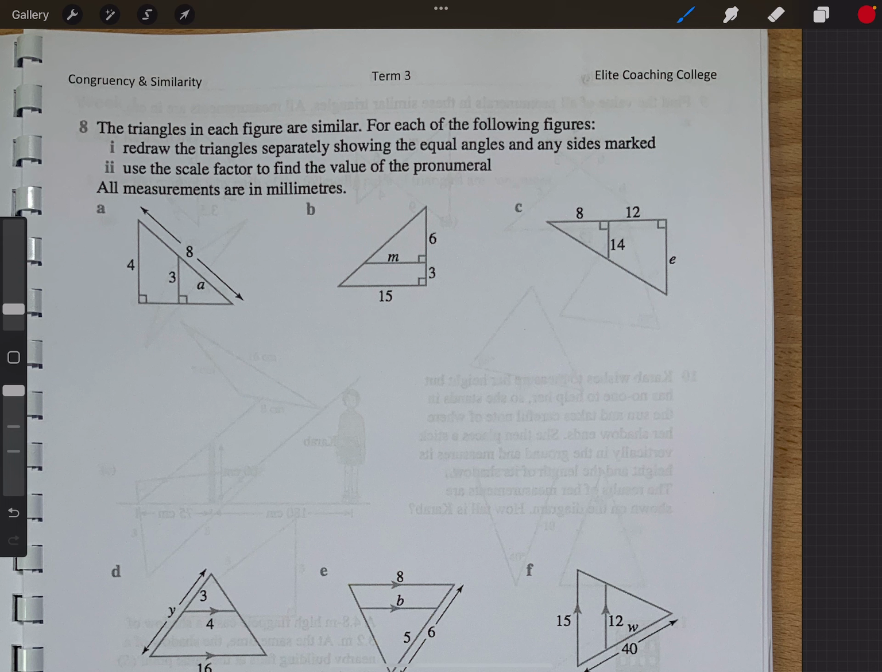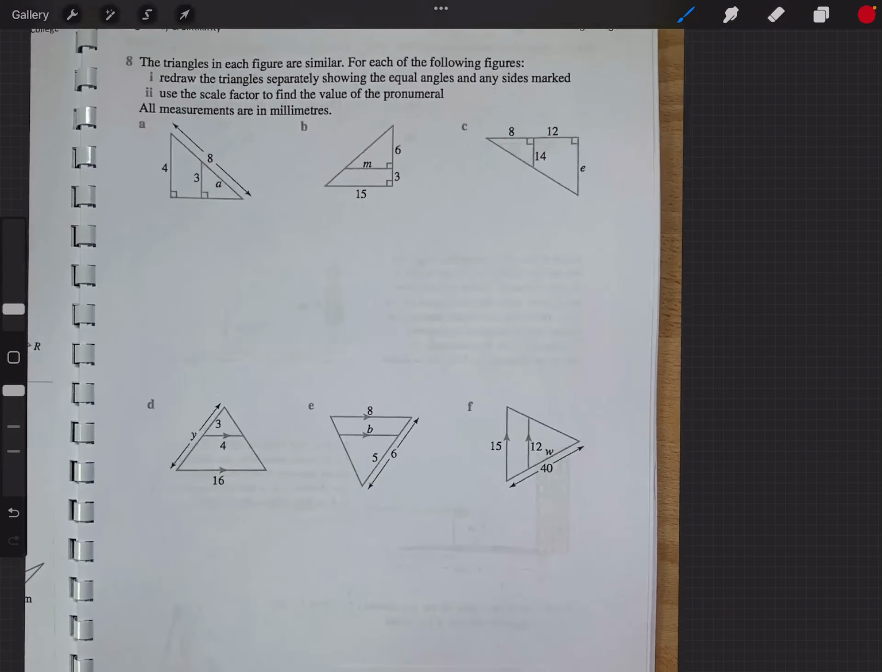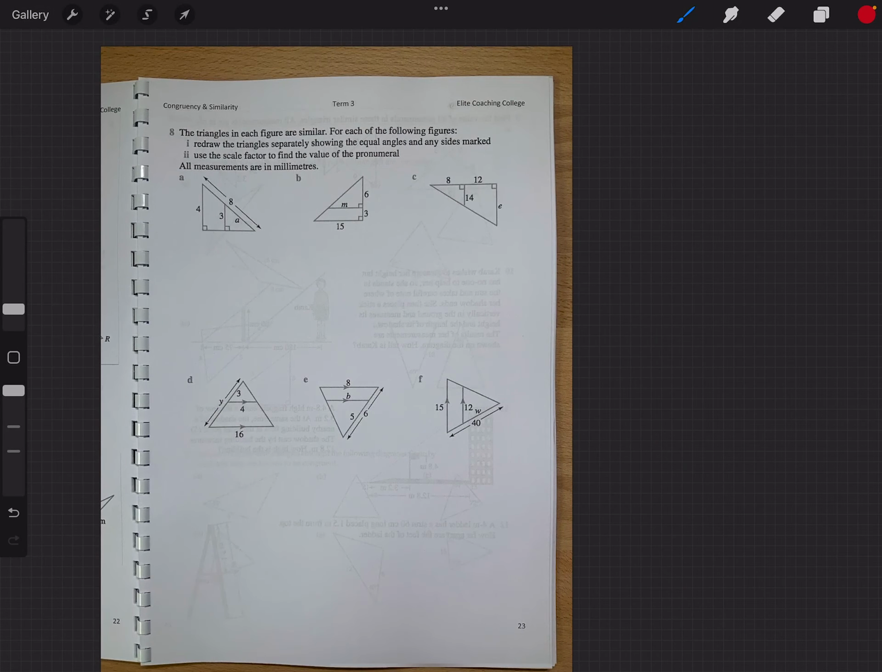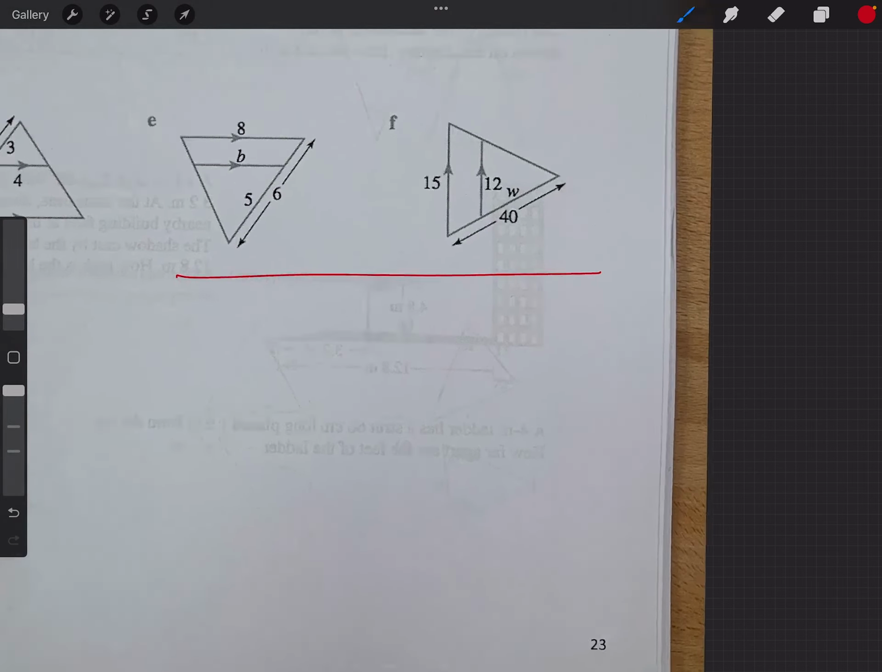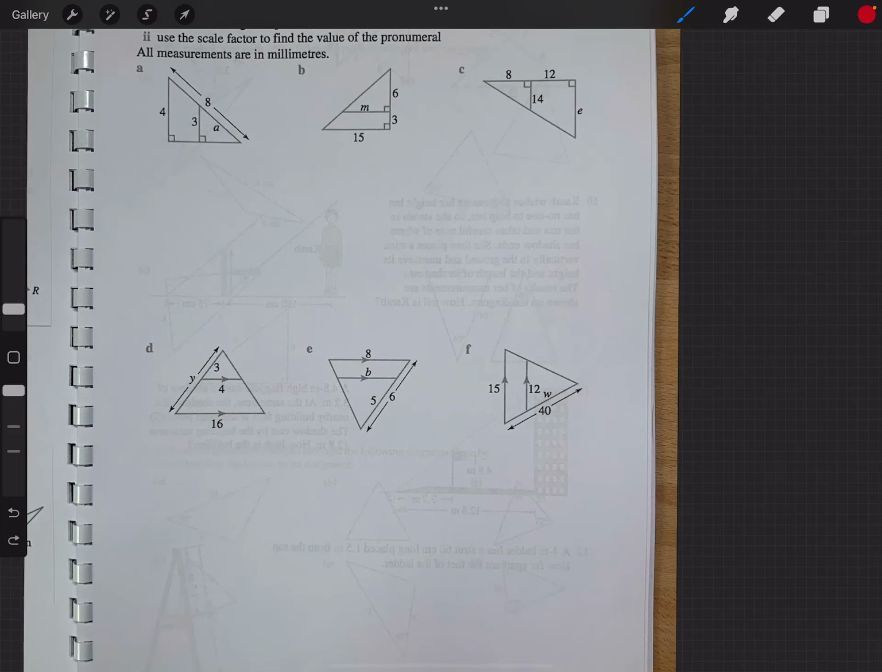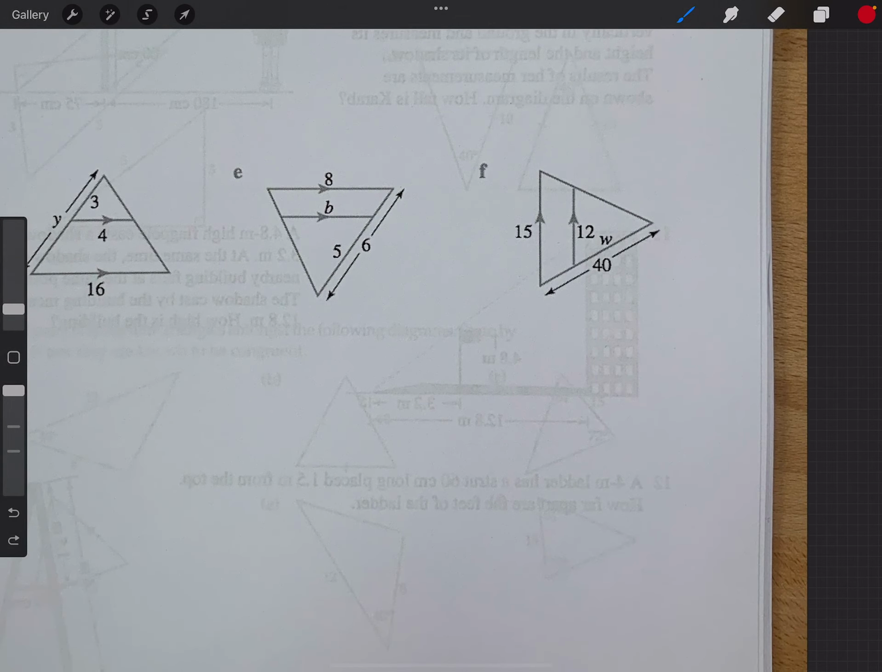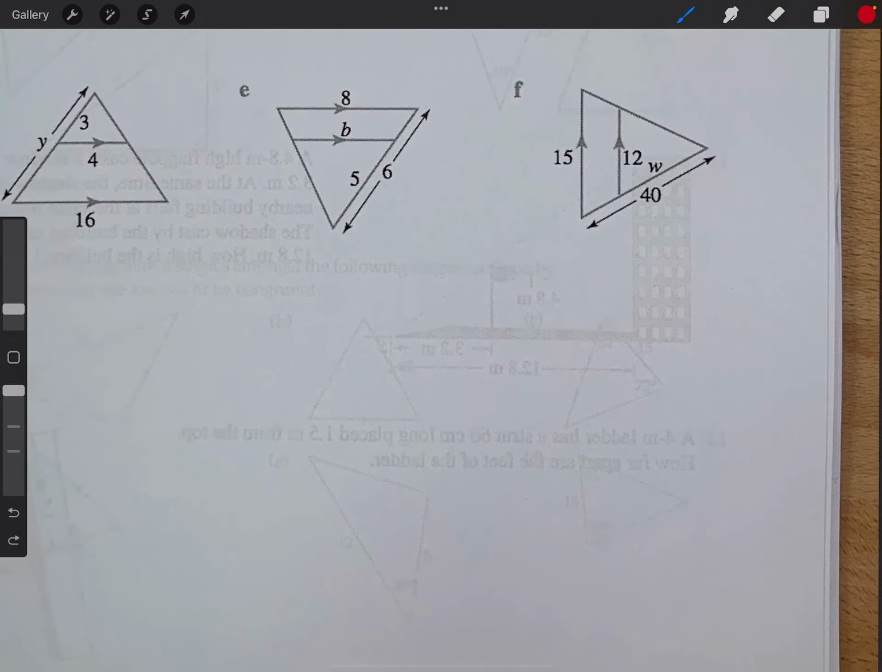Okay, so we're doing the same thing as the previous question. I'll do these two or three, maybe these two. The rest you can do on your own, I think. Okay, so let's do question E.